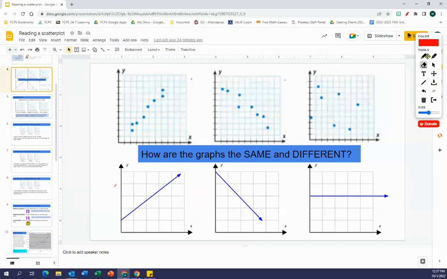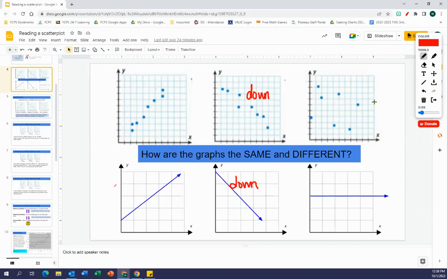When I look at them both, I know that the bottom one, when I read from left to right, is going down. So we've been calling this a negative slope. Here, the dots are also generally going down. So we call this a negative correlation. We don't call it a slope. Again, we call it a correlation.